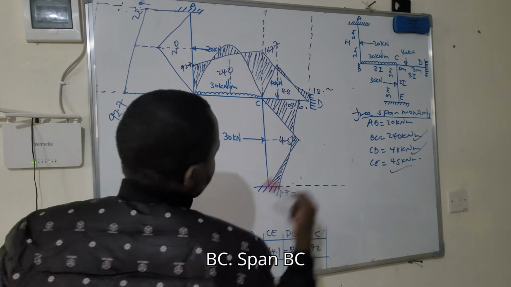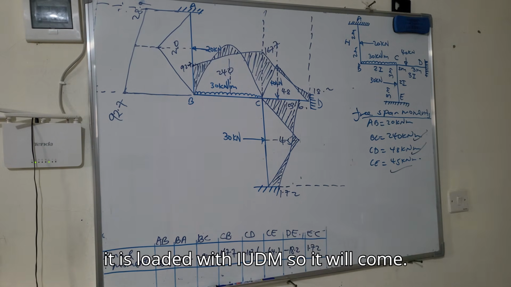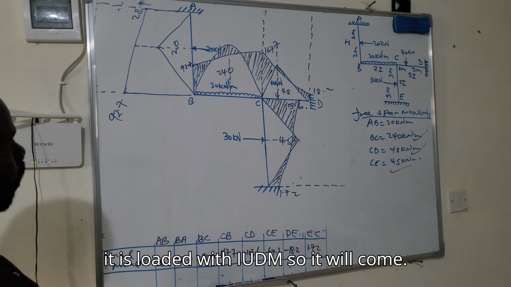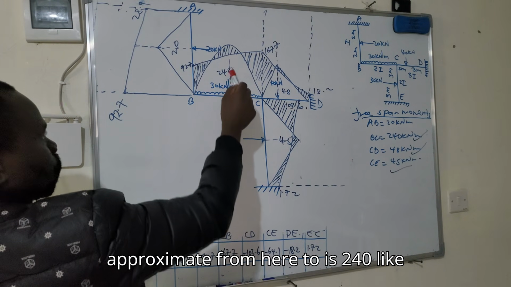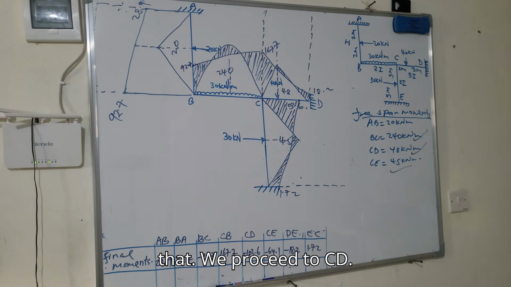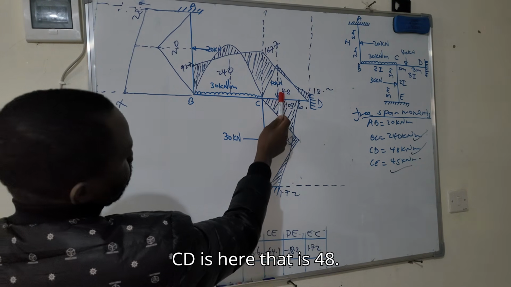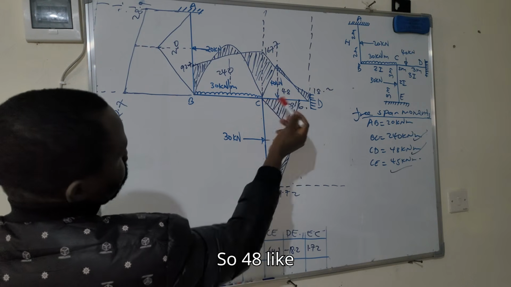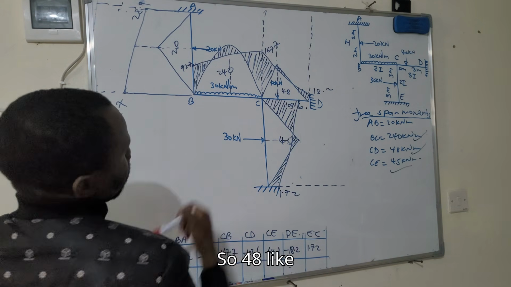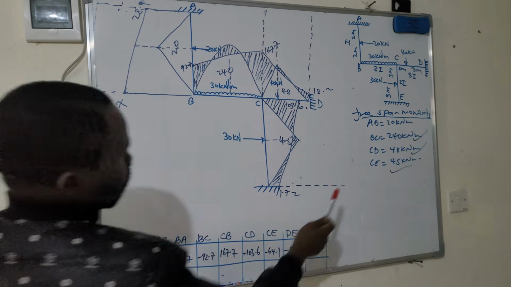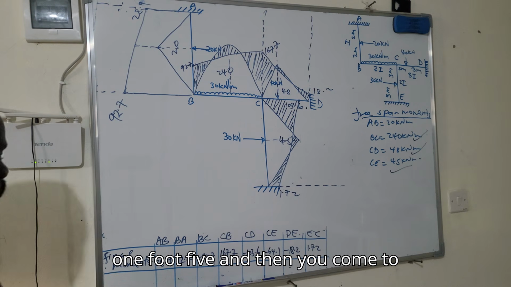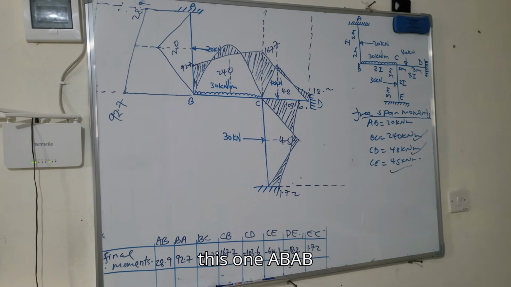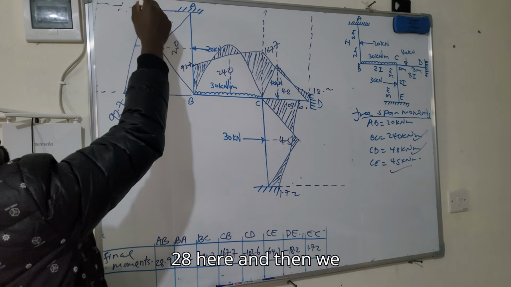We proceed to span BC. Span BC is loaded with a UDL, so it will curve. So 240, approximately from here to 40 like that. We proceed to CD. CD is here, that is 48. So 48 like that. We proceed to CE. CE, 45, this one, 45. And then you come to this one, AB. AB is 28, this one, 28 here.